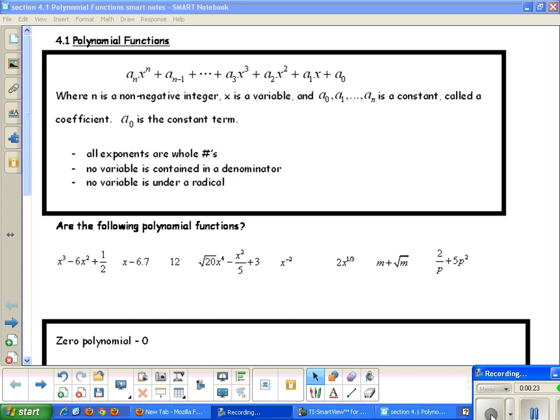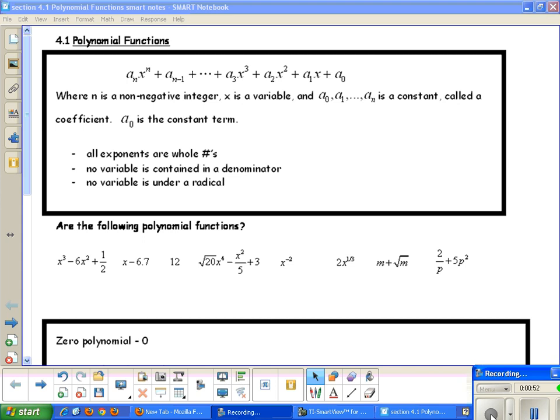So let's say that this equation that we have right here at the top is a polynomial function where n is a non-negative integer, x is a variable, and a sub 0, a sub 1 to a sub n is a constant called the coefficient. A sub 0 is the constant term. For something to be a polynomial equation, all exponents have to be whole numbers. No variables can be in the denominator, and also there can be no variables underneath a radical.